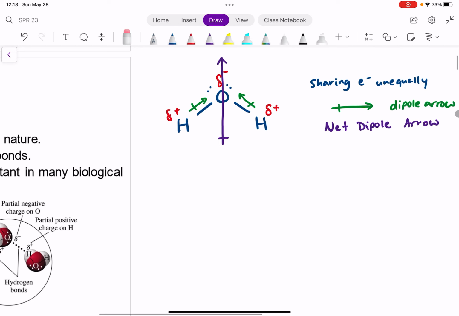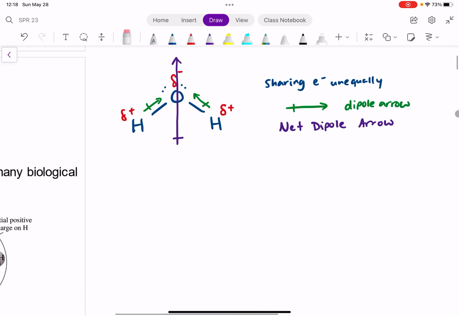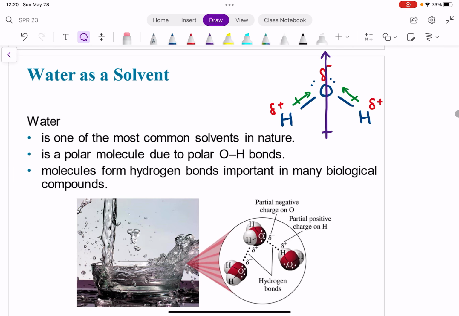All right, I hope that makes sense. So that's dipole arrows, net dipoles, and bond polarity versus molecular polarity. The green arrows are showing that bond polarity, and that purple arrow is showing that molecule polarity. Okay, so why does this matter? Why does it matter that water is a polar molecule?